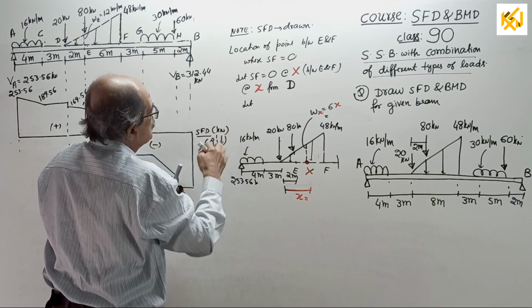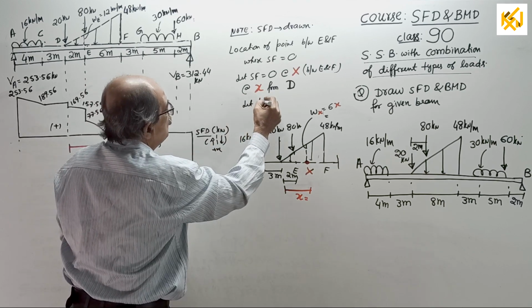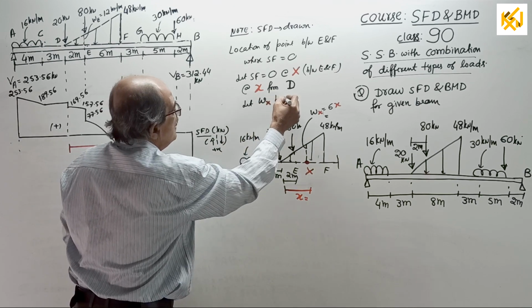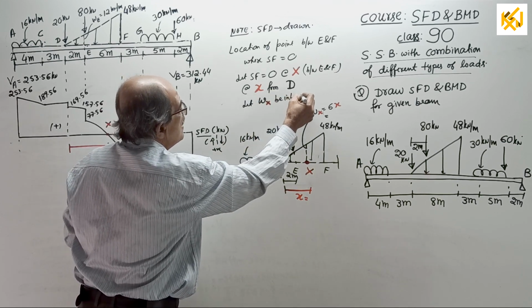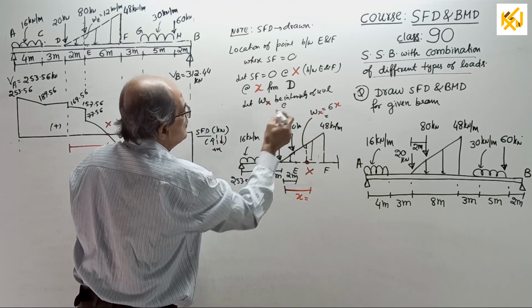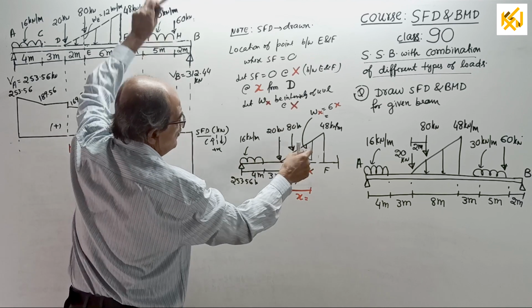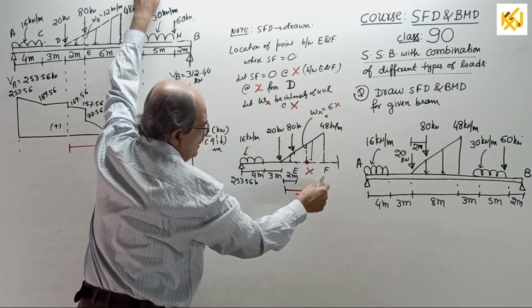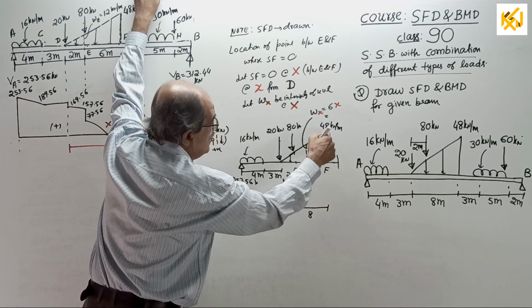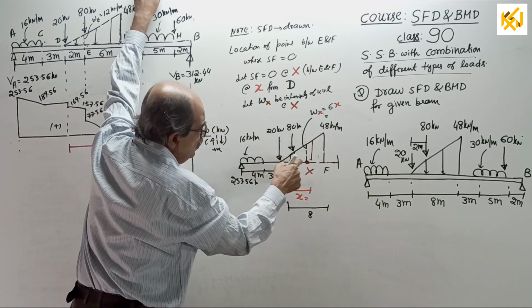I check the shear force. Let W suffix X be the intensity of UVL at X. Okay, mark here, WX. Now, 48 divided by 8, I have not written, I write here if you want. 48 by 8 into X will be the ordinate.